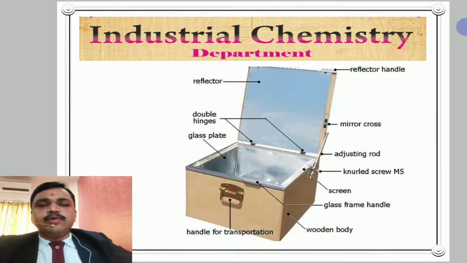It is a very important point: 100 degrees Celsius temperature. So we use this 100 degrees Celsius temperature in cooking of our food. Therefore, temperature up to 100 degrees Celsius can be obtained in a solar cooker. It can be used to roast, to bake, to dry, and to cook foods.